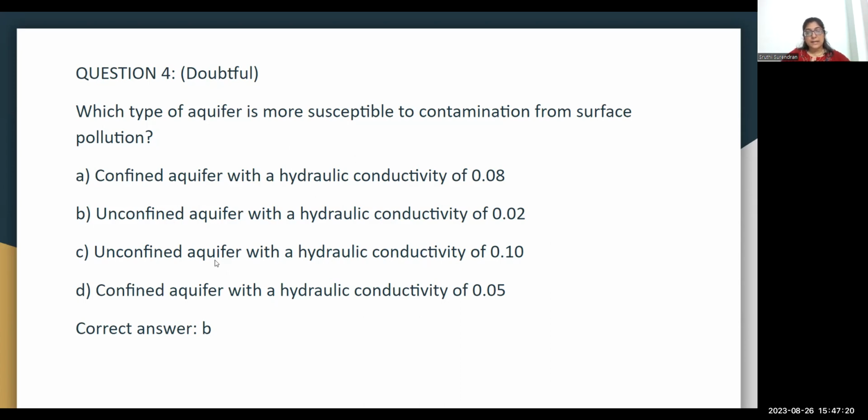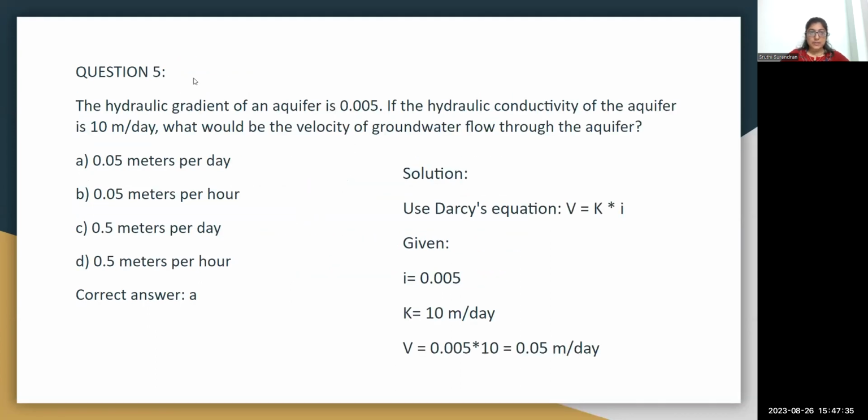So if you can get clarity on this from your side also, please do post it in the forum, or you can discuss it in the next class. I will also try to get more clarity on this question. Then the rest are numericals. We'll go through all these numericals once again.